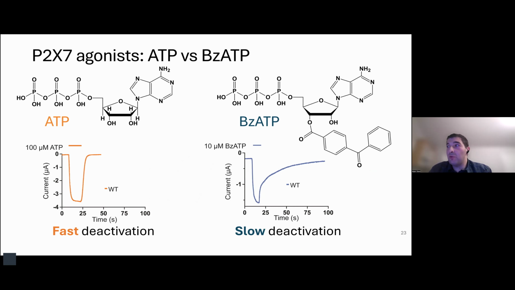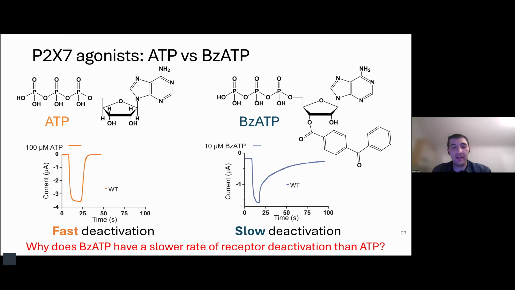Another functional feature we'll explore is the rate of receptor deactivation. When activating an oocyte expressing P2X7 with ATP, we see a fast activation, and when we remove ATP, we see a fast deactivation. On the other hand, when activating an oocyte expressing P2X7 with BZ-ATP, we see a fast activation followed by a very slow deactivation. And the molecular explanations for this slow or faster deactivation of ATP are not yet known.